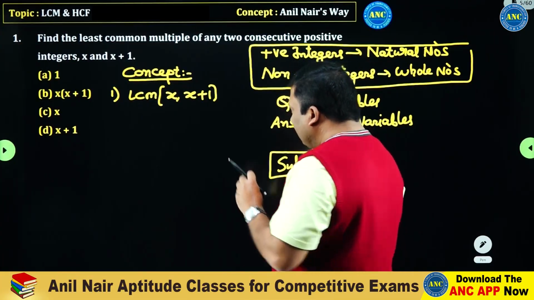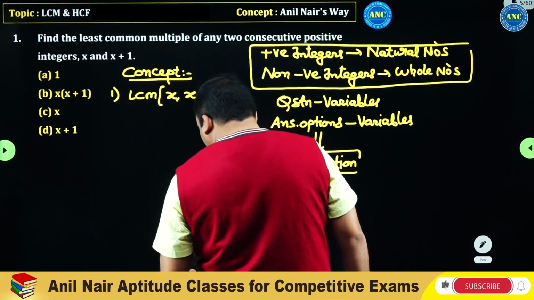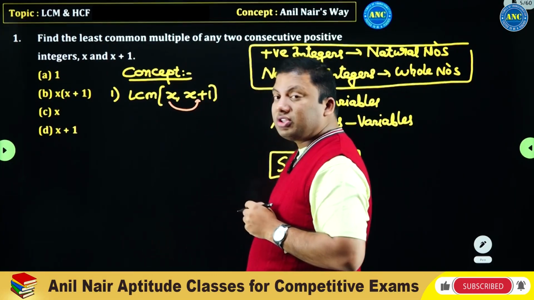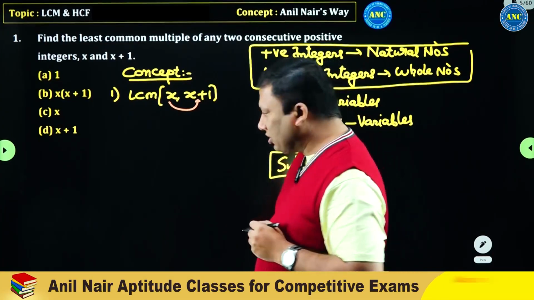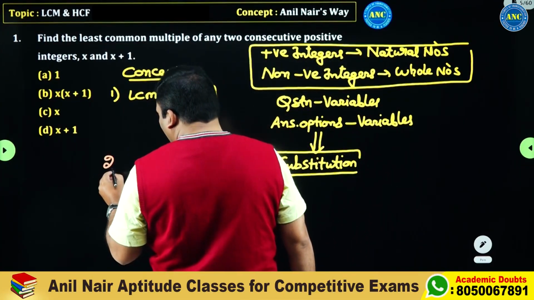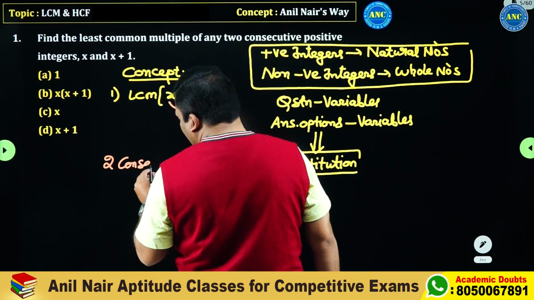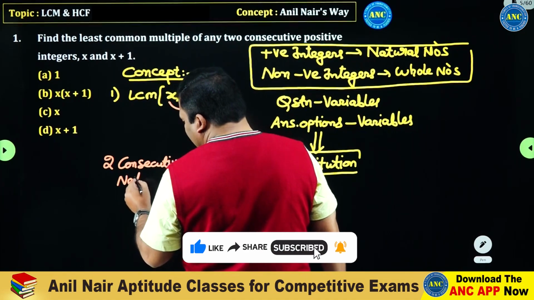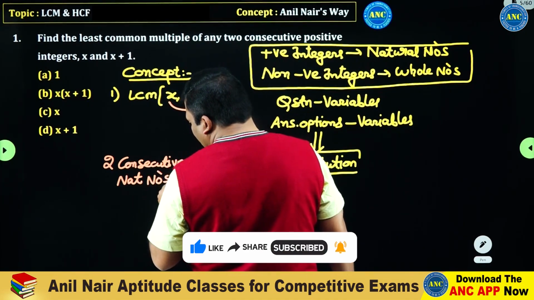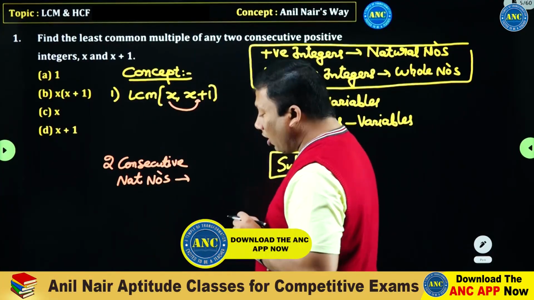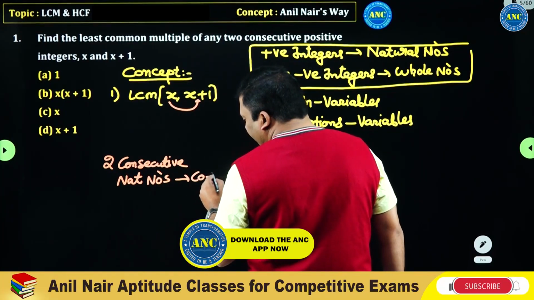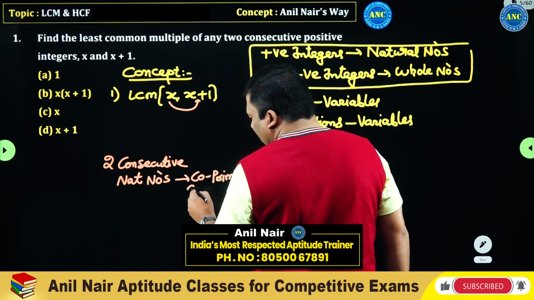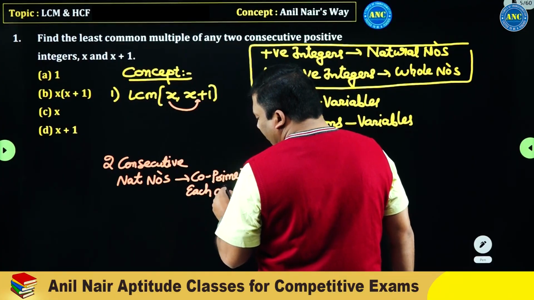Another thing: x comma x plus 1. Always remember, x and x plus 1 are two consecutive positive integers, that is, two consecutive natural numbers. Positive integers are also called natural numbers. Two consecutive natural numbers are always co-prime to each other.